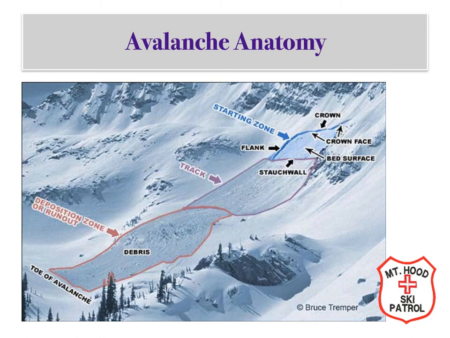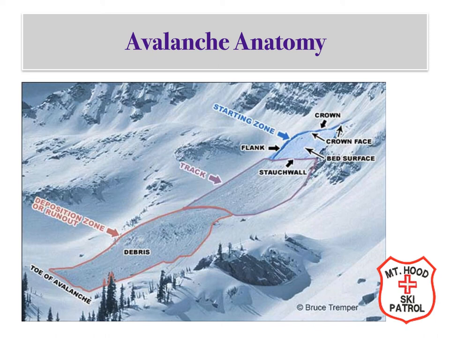So let's shift gears now and talk a little bit about the language of avalanches. This slide shows the anatomy of a slab avalanche. The top of the slab is the crown. The crown is right up here. The bottom of the slab is the stauchwall. The sides of the stauchwall here. The sides of the avalanche are the flank. The vertical surface of the remaining snow above the avalanche is the crown face right in here. This is where the crown was attached.